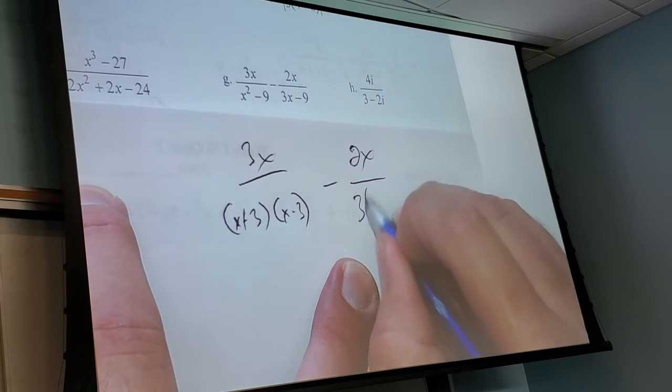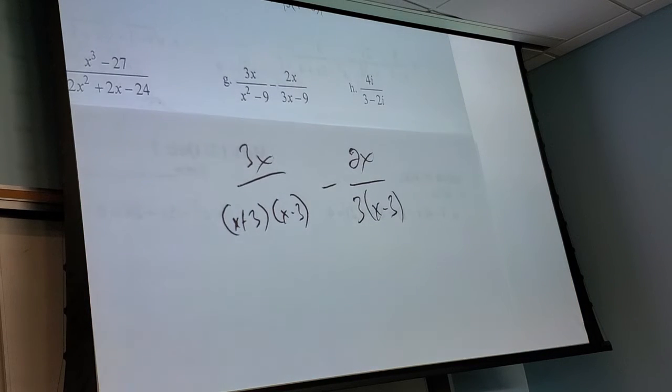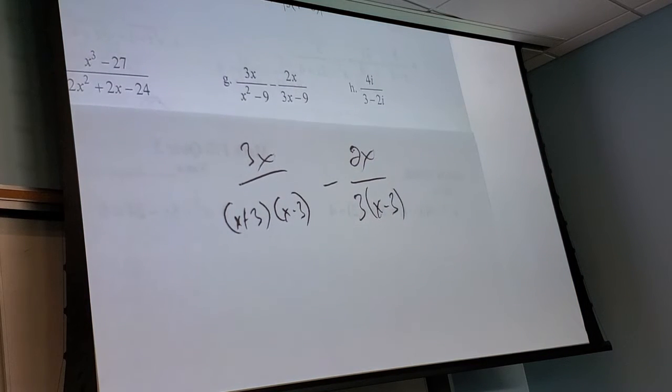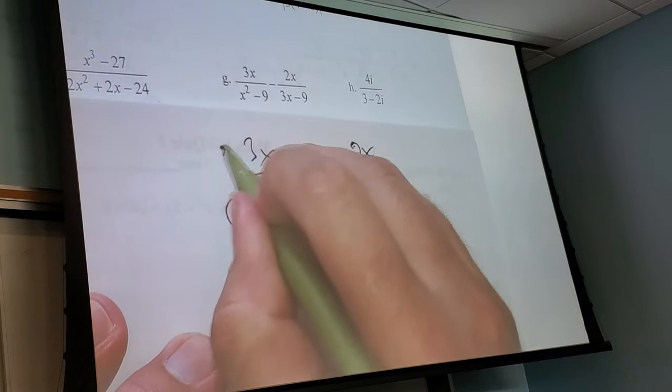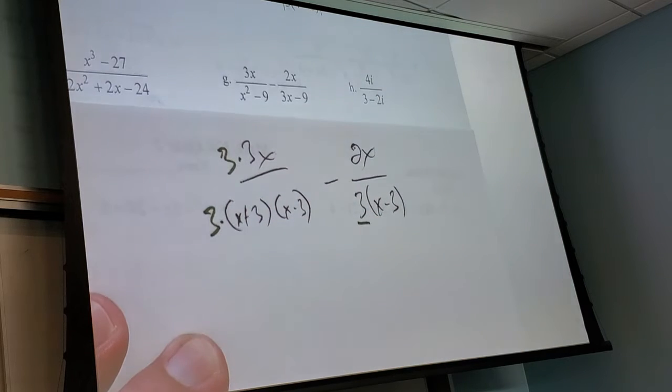3 times x minus 3. Now you can see what they have in common, correct? What do they have in common? X minus 3. So what's the first dude need? 3. Yes, he needs a 3. He's got a 3, he needs a 3. And what's the second dude need?